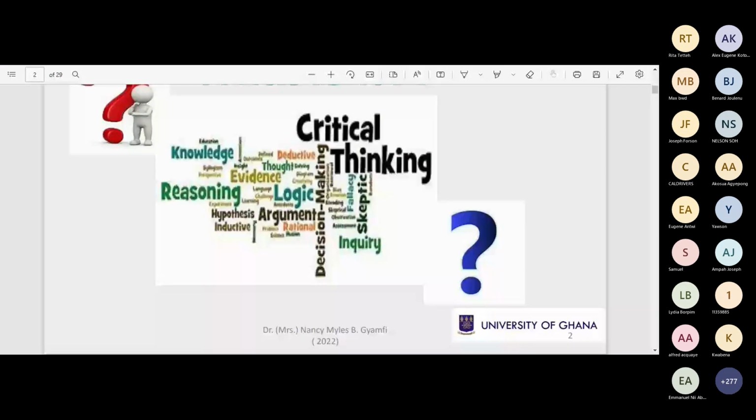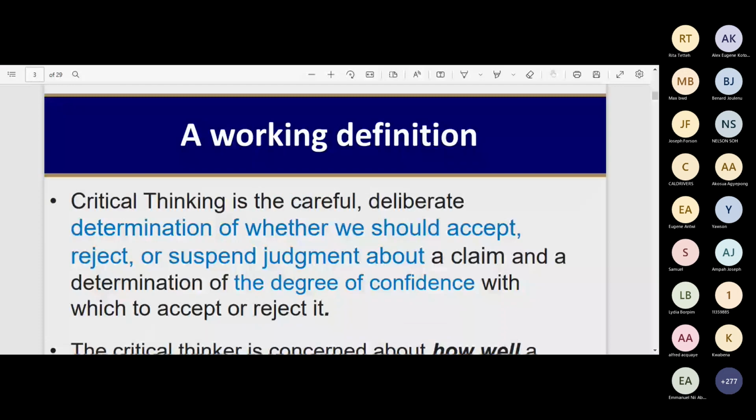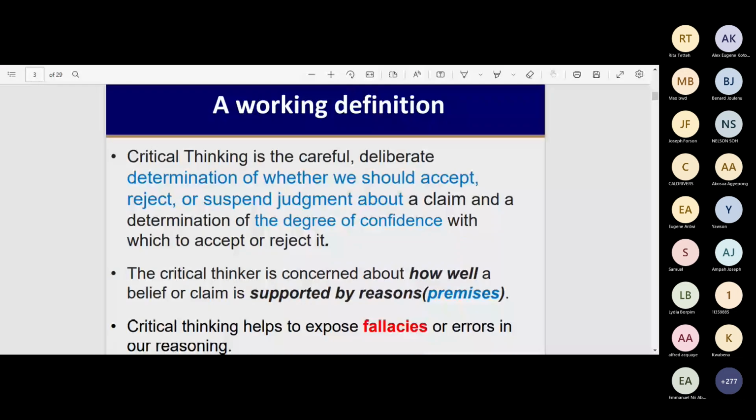So a working definition, we have said all this, so friends, remember what Isaac read. It is the careful, deliberate determination whether we should accept or reject a claim, and a determination of the degree of confidence with which to accept or reject it. What extent of confidence will we have in that claim? Why will we accept? Why will we reject?